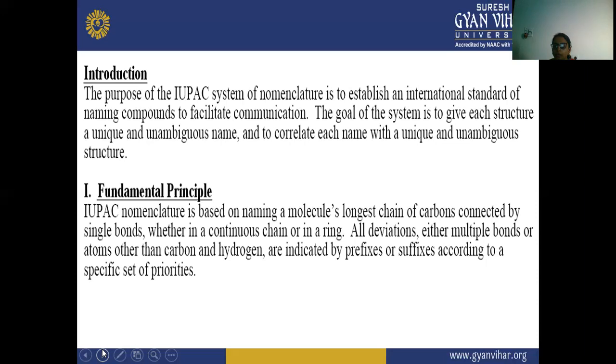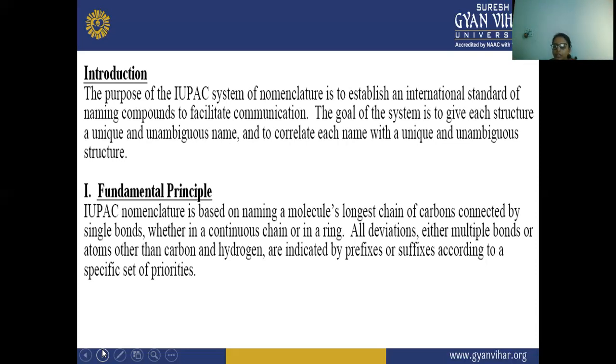Means here, the IUPAC nomenclature is based on naming a molecule by the longest chain of carbon connected by a single bond, whether in a continuous chain or a ring, and all deviation, either a multiple bond or atoms other than carbon and hydrogen, are indicated. So these are indicated by the prefixes and suffixes according to a specific set of priority.